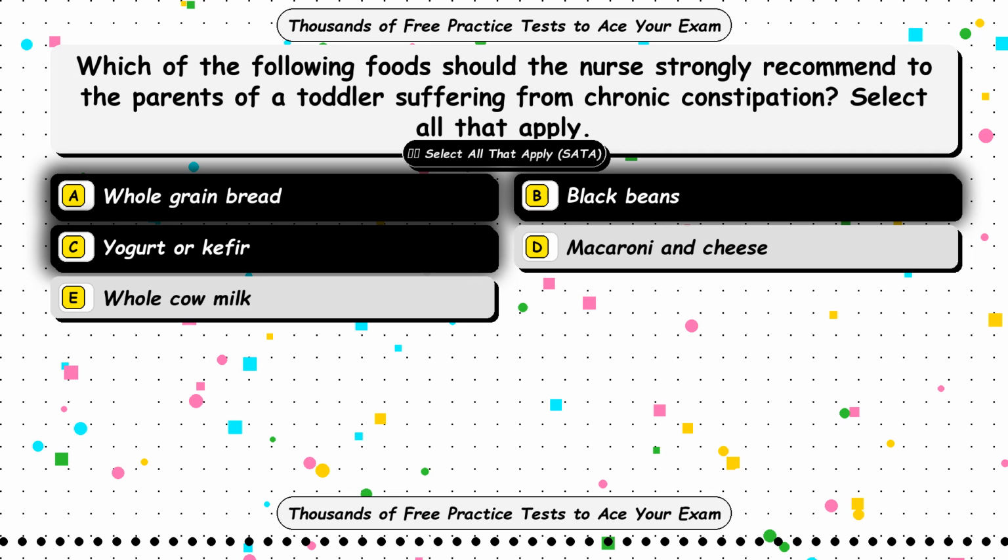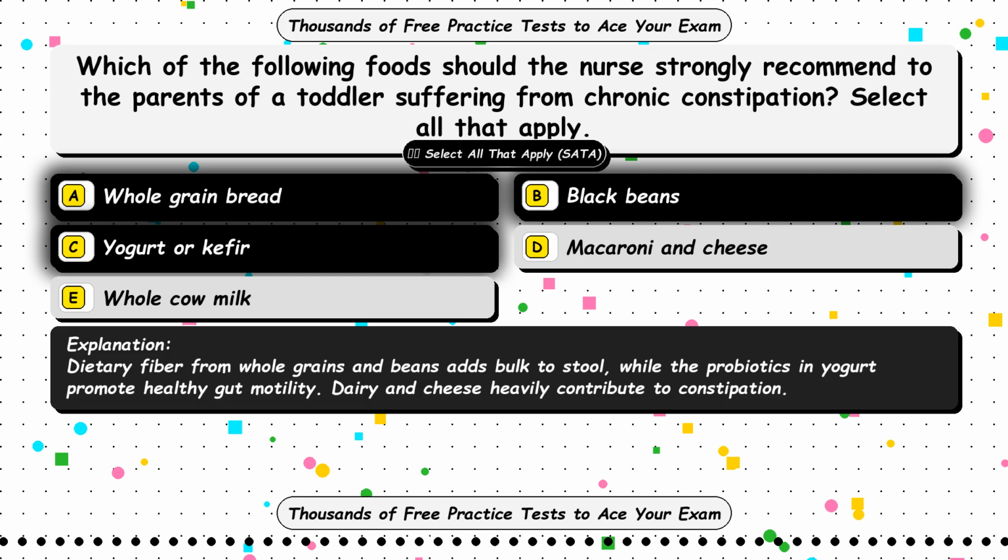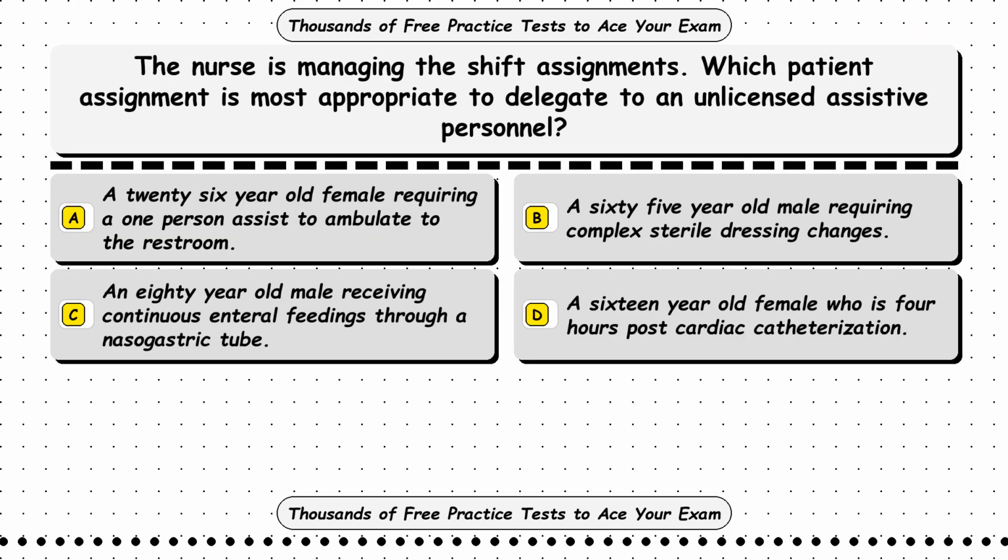The correct answers are options A, B, and C. Whole grain bread, black beans, yogurt or kefir. Dietary fiber from whole grains and beans adds bulk to stool, while the probiotics in yogurt promote healthy gut motility. Dairy and cheese heavily contribute to constipation. Question 48. The nurse is managing the shift assignments.